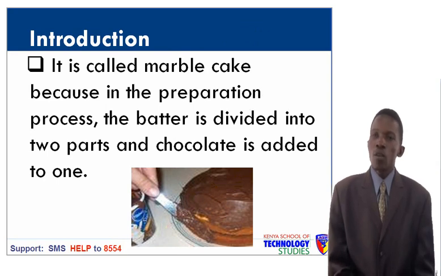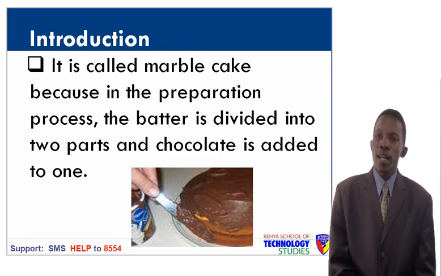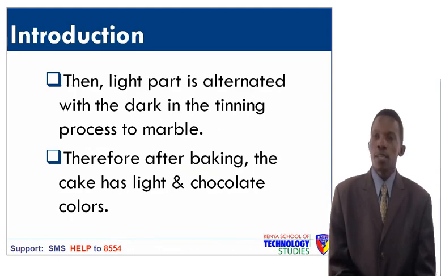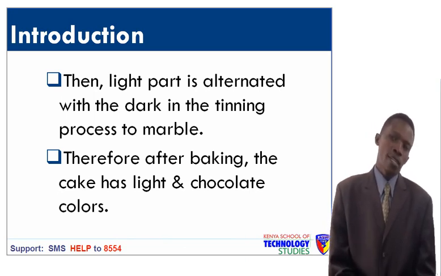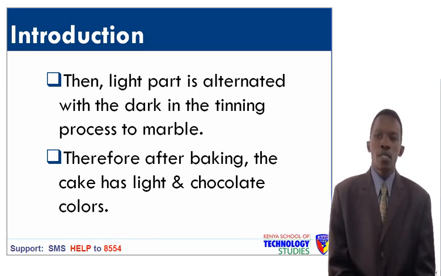It is called a marble cake because in the preparation process, the batter is divided into two parts and chocolate is added to one part, so that at the end you have light and dark chocolate paste. Then the light part is alternated with the dark in the tinning process to marble.